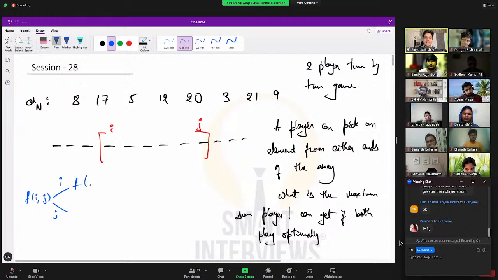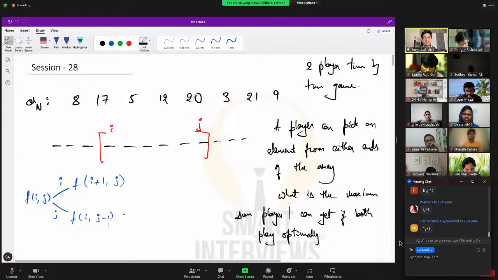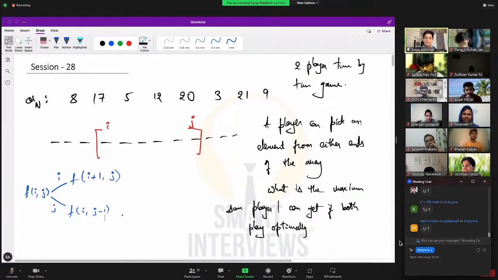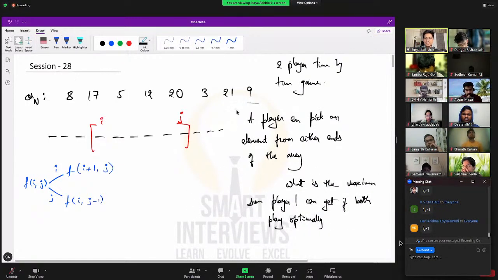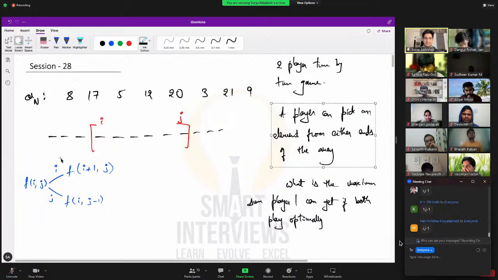If you pick I, what is the remaining subproblem? That's right. I plus 1, J is the remaining subproblem. And if you pick J, what is the remaining subproblem? That's right. Perfect. I, J minus 1. I, J minus 1. Perfect. So now this is where things get tricky, guys. This is where you need to pay a bit more attention, okay?